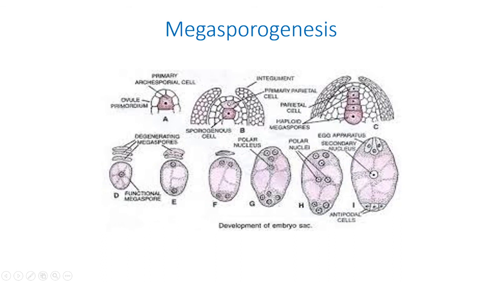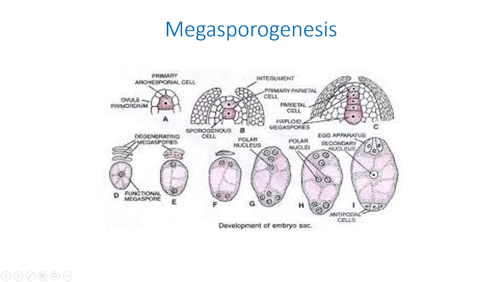This parietal cell undergoes many anticlinal and periclinal divisions, resulting in the formation of parietal tissue, and this primary sporogenous cell forms into a megaspore mother cell. Until then, it is diploid in nature. It undergoes meiotic division, resulting in the formation of four haploid megaspores, out of which three degenerate and only one becomes functional. And this functional megaspore develops into an embryo sac.